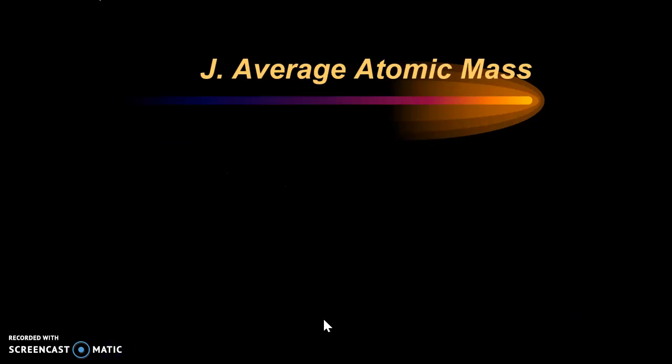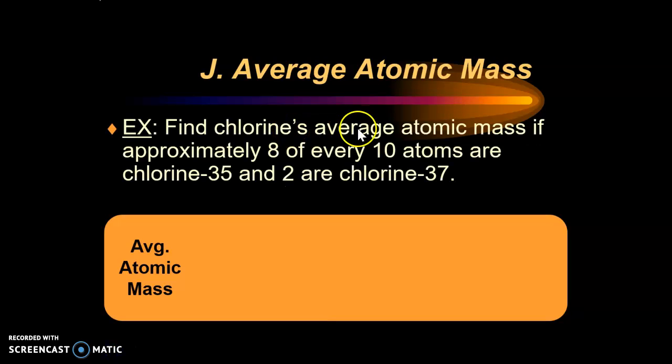Try another one. This time we're going to find chlorine's average atomic mass if approximately 8 out of every 10 atoms of chlorine are chlorine-35 and 2 are chlorine-37. So this time it didn't give us a percentage. Now you could do percentages because we know that 8 out of 10 is 80% and 2 out of 10 is 20%, or you can simply take the number of atoms that you have over the total number of atoms.